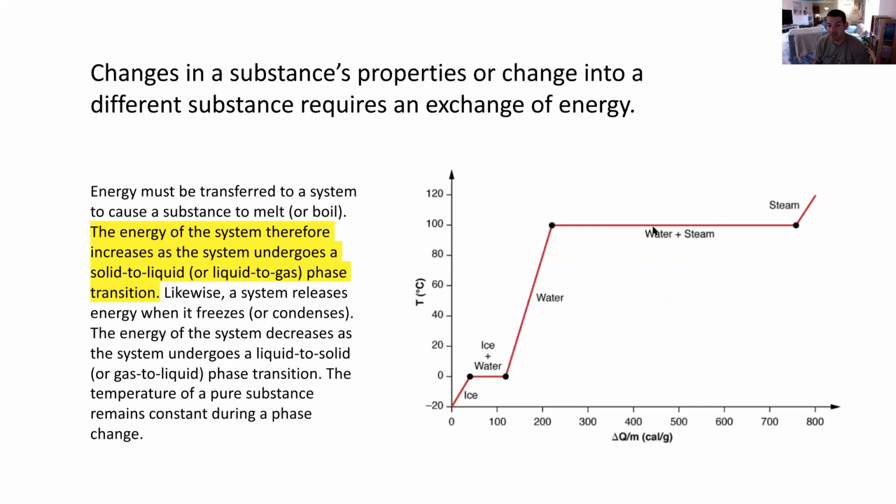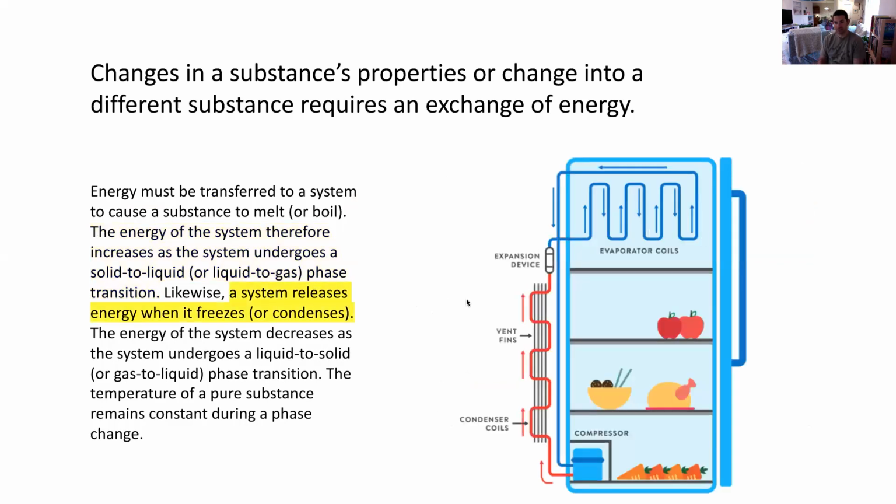All right. The energy of the system increases. So that's why these phase changes, especially boiling, are a very long line on our heating curves. It requires a lot of energy to get that phase change to occur. Now, this is interesting. It's saying that likewise, a system releases energy when it freezes or condenses. We've already established freezing as exothermic, but it's still just kind of weird.